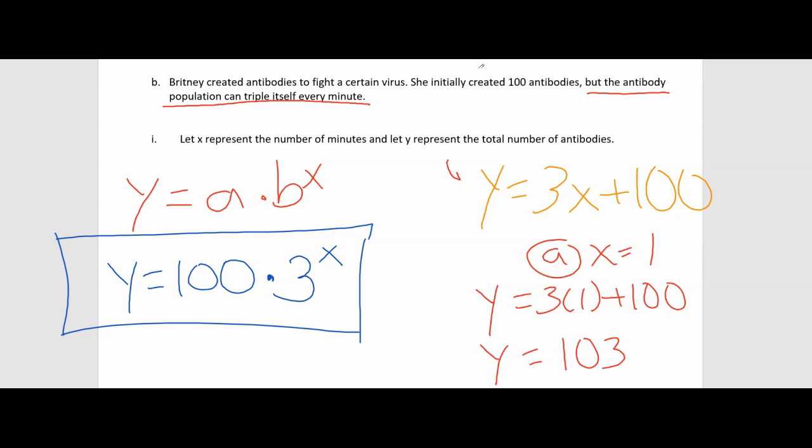So this linear equation would just mean that the number of antibodies increases by 3 each minute. Whereas the exponential equation over here means that it increases by a factor of 3. Okay, so there's a big difference between adding 3 every time versus multiplying by 3 every time. And triple means that we are multiplying by 3.